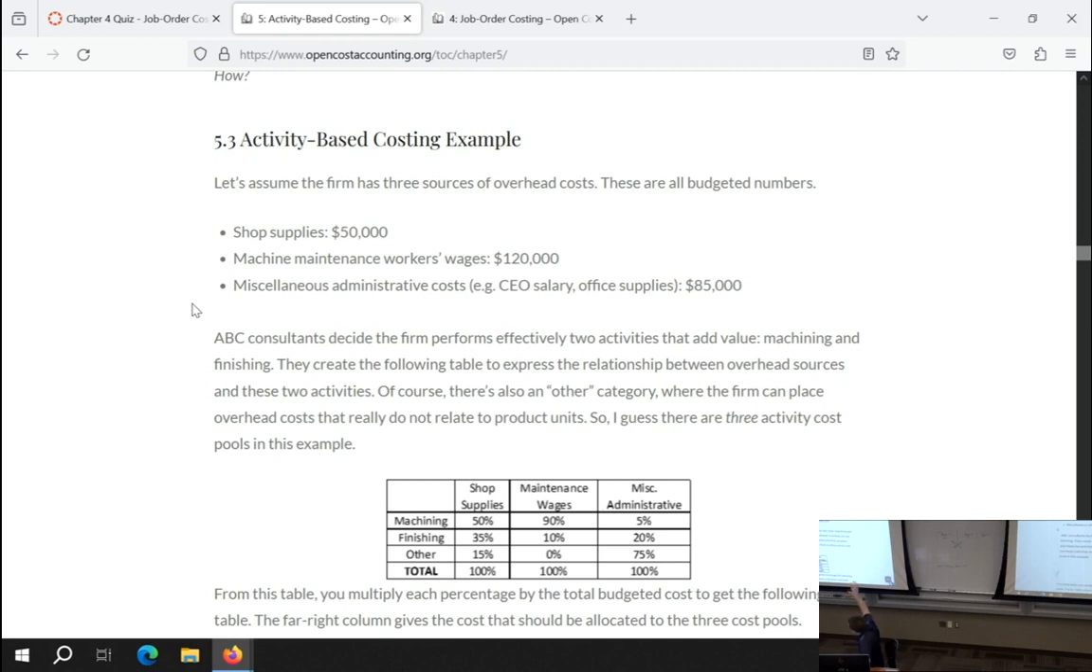So let's go over an example, and I'll fill in the gaps of things I haven't said yet. Let's say we have three sources of overhead costs. What I'm talking about is three general ledger accounts. We have three expense items that we know are associated with product production, with product lines, but we can't trace them to individual product units. So they are overhead cost on the general ledger, and that's these three right here.